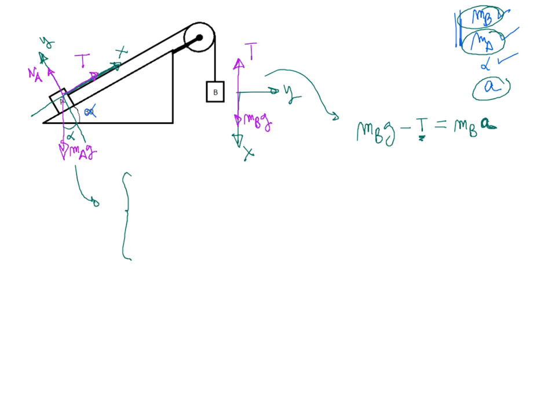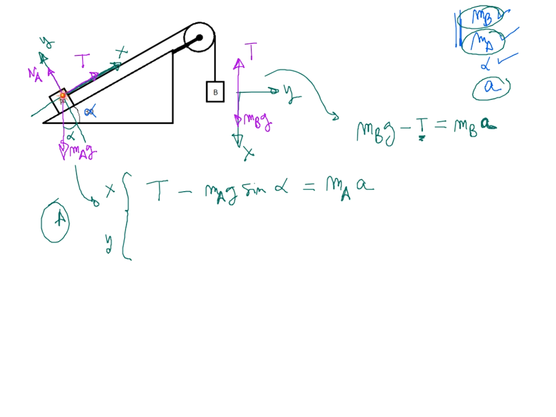Both directions, first X, second Y. The X component of T is T. The X component of NA is 0. And the X component of the weight is negative MAG sin alpha. That's where all that vector calculus projection comes in. And now we plug in the physics. This is object A. Therefore, this must be MA times the acceleration. And it's the full vector, the full acceleration, because of the choice of our coordinate system.